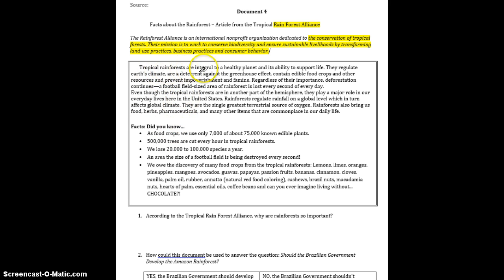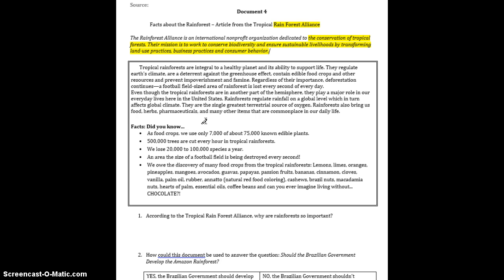The tropical rainforests are integral to a healthy planet and its ability to support life. They regulate the Earth's climate. They are a deterrent against the greenhouse effect, and contain edible food crops and other resources to prevent impoverishment and famine. Regardless of their importance, deforestation continues. A football field size area of rainforest is lost every second of every day. Even though the tropical rainforests are in other parts of the hemisphere, they play a major role in our everyday lives here in the United States.